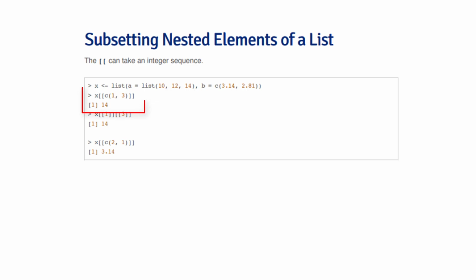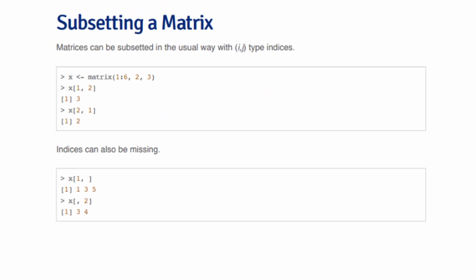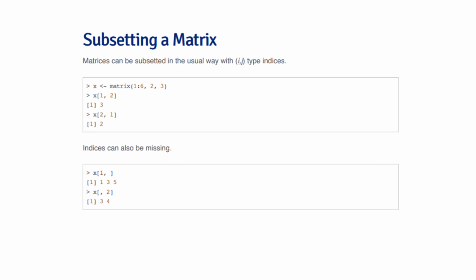And so I can extract the 1, 3 element term by passing the vector 1, 3 to the x list using the double bracket operator. And that's equivalent to doing this double subsetting of 1 and 3. I can also extract the first element of the second element by passing the integer vector 2, 1 to get 3.14. Matrices can be subsetted in the way that you would expect.